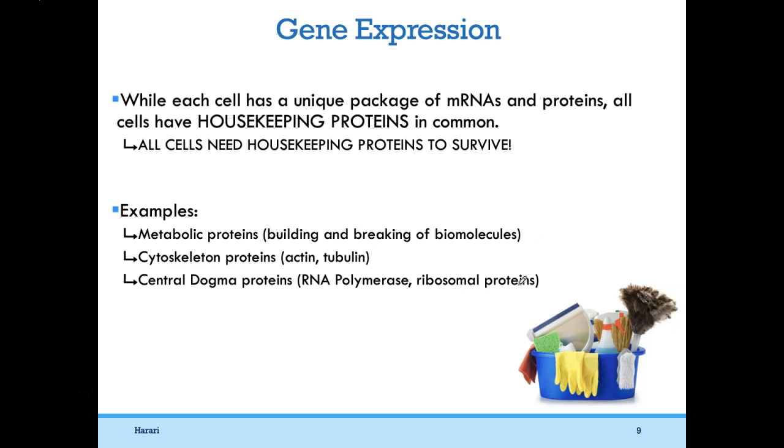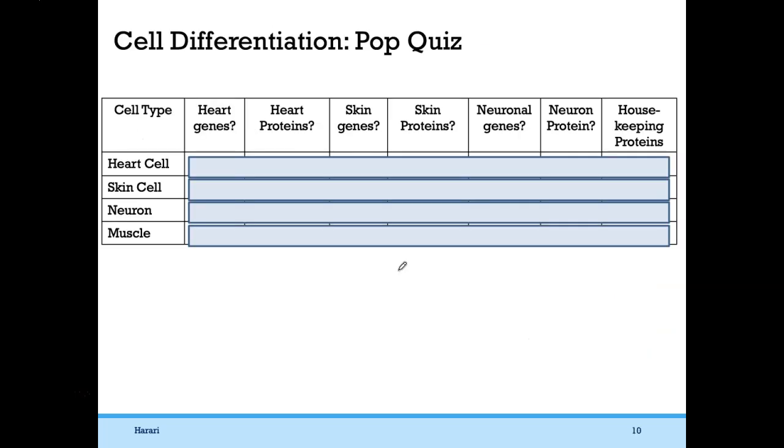You're going to have ribosomal proteins. All cells need some cytoskeleton. All cells need structure. So every cell is going to have actin and tubulin. So housekeeping proteins are a large group of proteins that every cell expresses in order to survive. They're always turned on. So I want to just do a quick pop quiz.